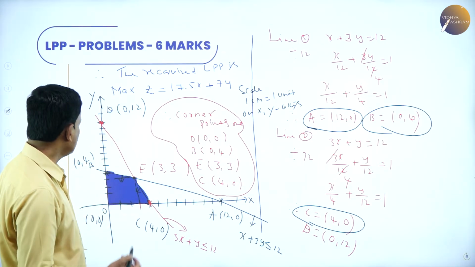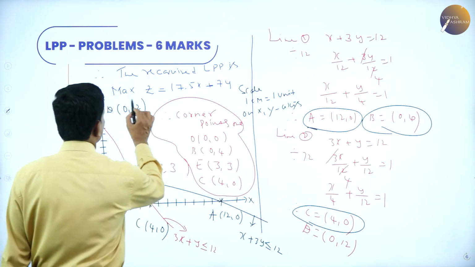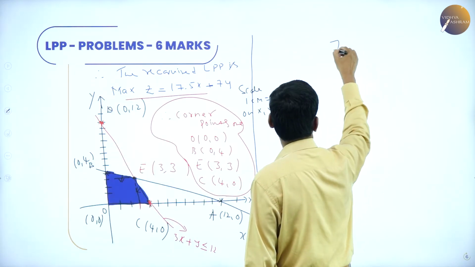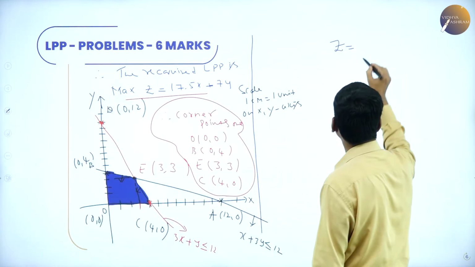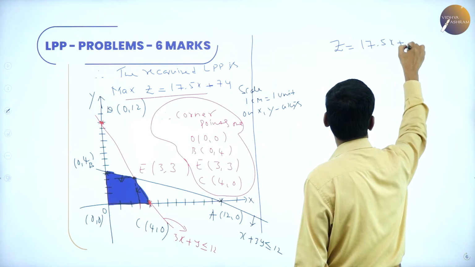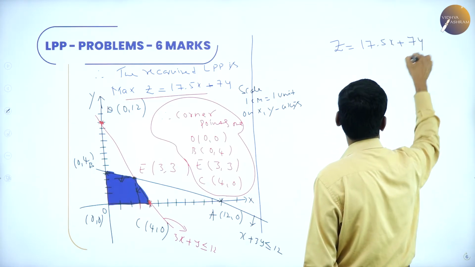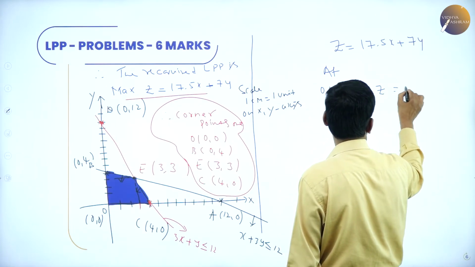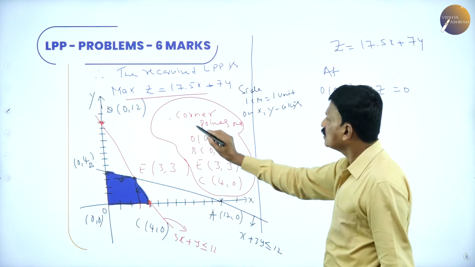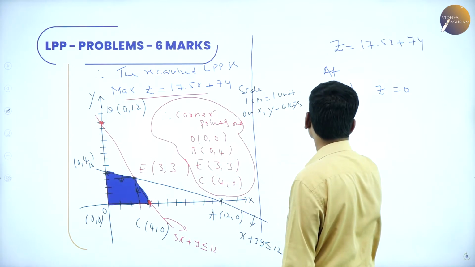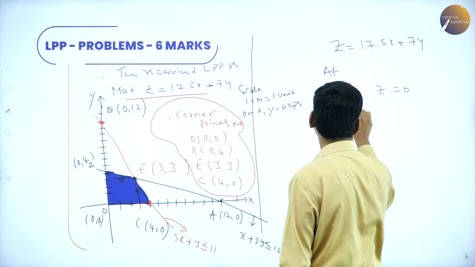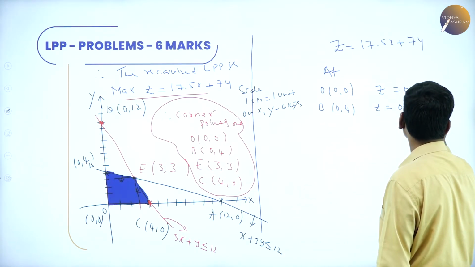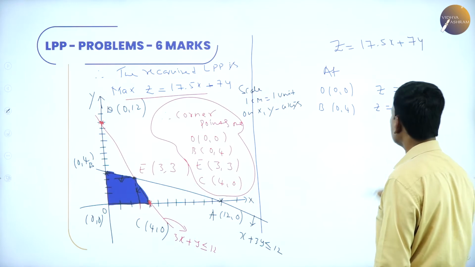Now, let us find out the maximum value. What is the maximum value we are going to get? Now, what is the objective function? Z is equal to 17.5x plus 7y. Now, at O, 0 comma 0, Z is equal to 0. At next B, 0 comma 4, Z is equal to 0 plus 7 into 4. This is equal to 28.